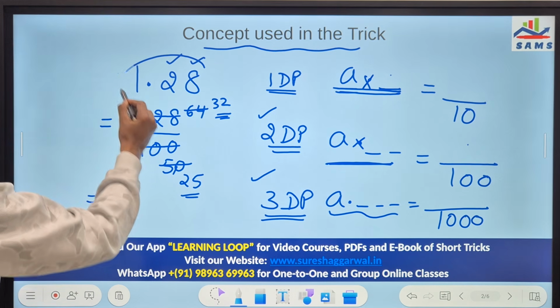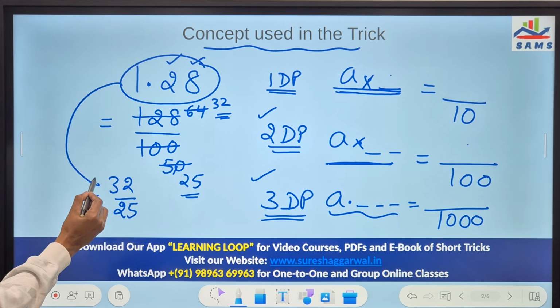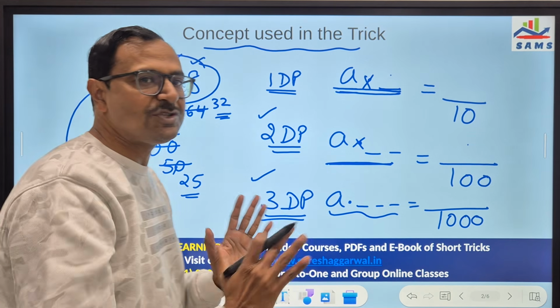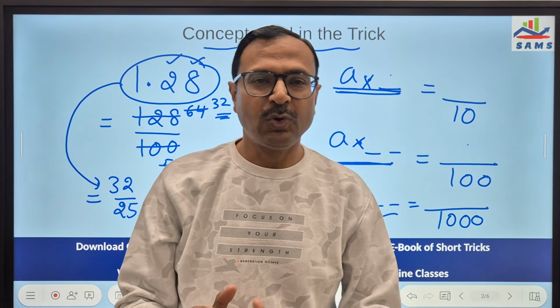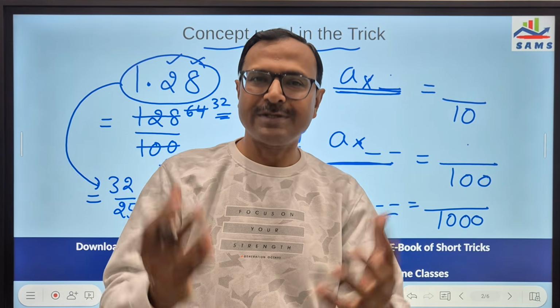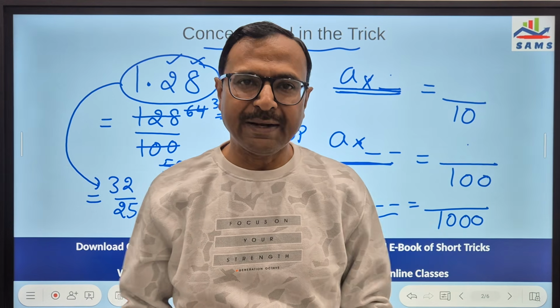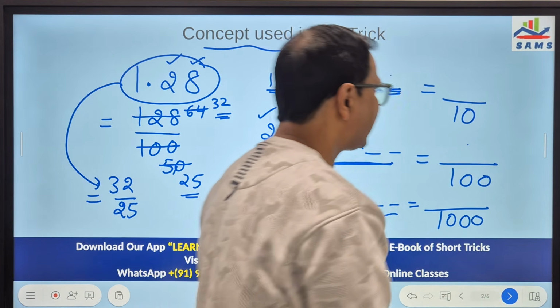So the decimal 1.28 has been converted in the form of a fraction. So this is the concept which we have to use, and more often than not students are lacking in the concept only. That is why they are making mistakes when they do higher calculations. So let's understand some questions now.